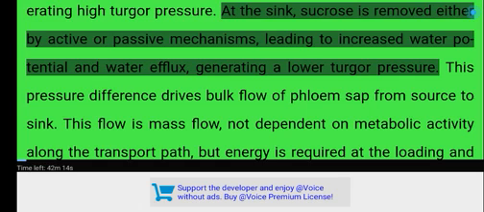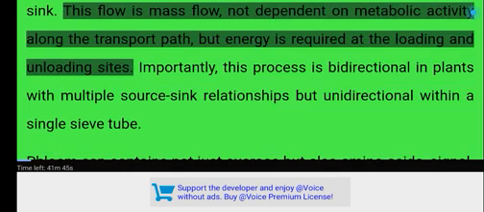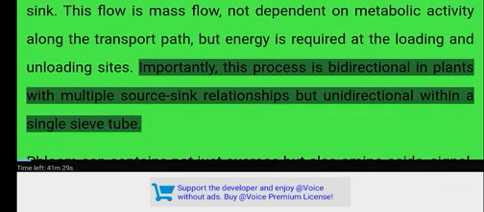At the sink, sucrose is removed either by active or passive mechanisms, leading to increased water potential and water efflux, generating a lower turgor pressure. This pressure difference drives bulk flow of phloem sap from source to sink. This flow is mass flow, not dependent on metabolic activity along the transport path, but energy is required at the loading and unloading sites. Importantly, this process is bidirectional in plants with multiple source-sink relationships but unidirectional within a single sieve tube.